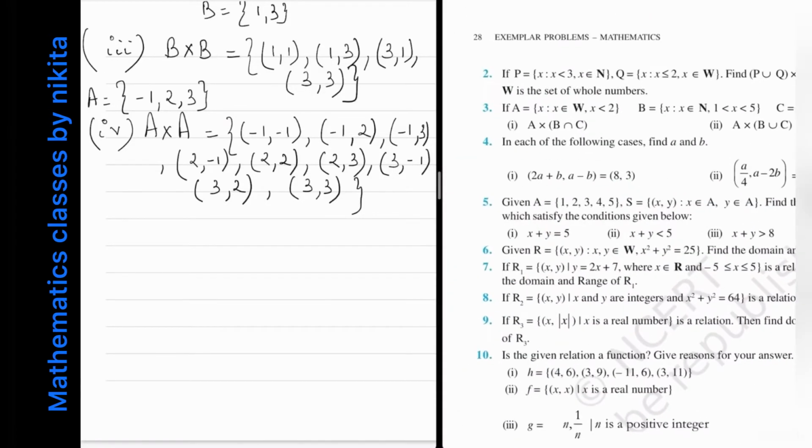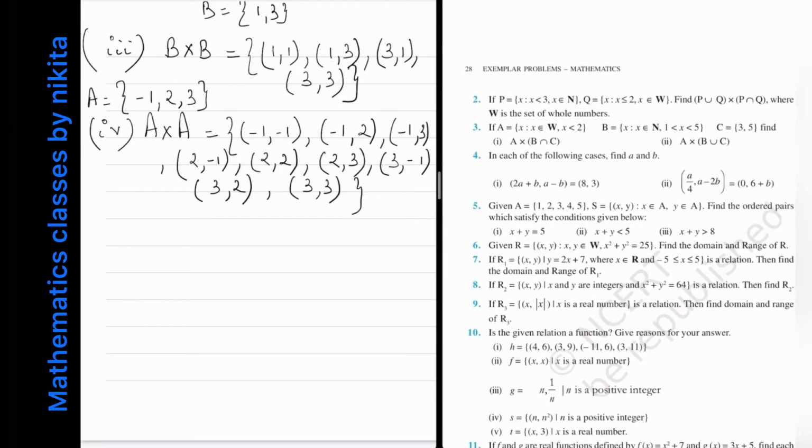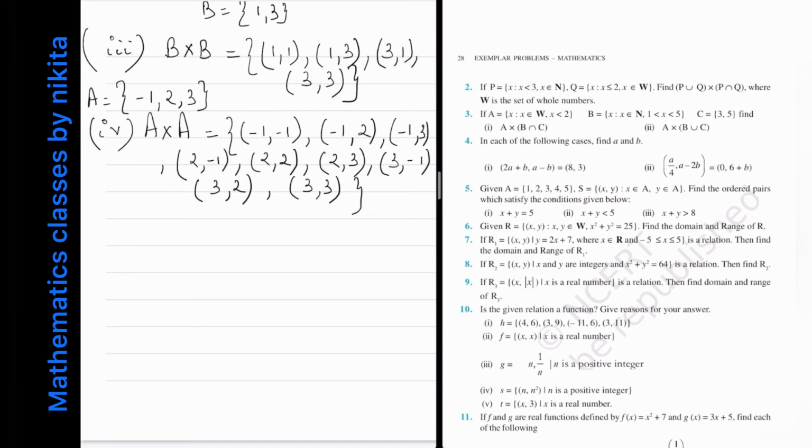Now question number 2. You can see on the right hand side, question number 2 says, if P is equal to {x : x is less than 3, x belongs to the set of natural numbers}, very important, and Q is equal to {x : x is less than or equal to 2 and x belongs to W}, and here W is the set of whole numbers. You have to find (P union Q) cross (P intersection Q), where W is the set of whole numbers. Again, a very easy question.